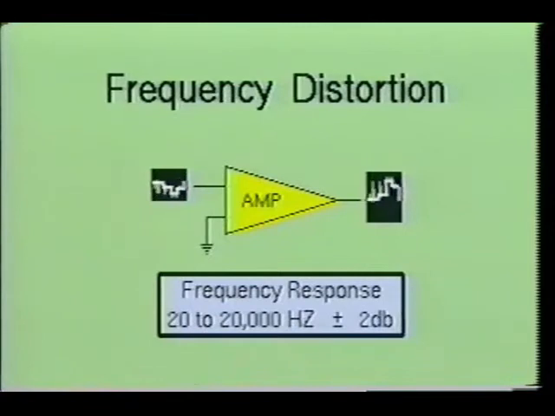Frequency distortion occurs when a certain range of frequencies are amplified by a different amount than others. This distortion is the result of the capacitance and inductance used throughout the circuit. The degree of frequency distortion in the amplifier is described by its frequency response specifications. The frequency response specifications indicate the relative output over a specific frequency range.